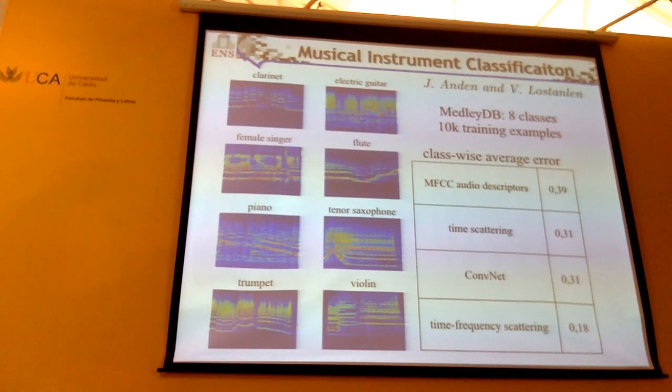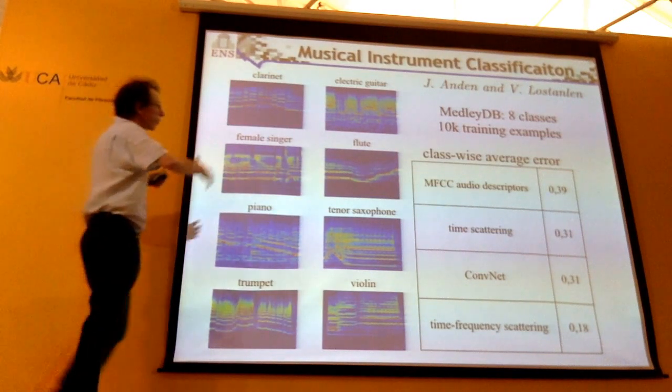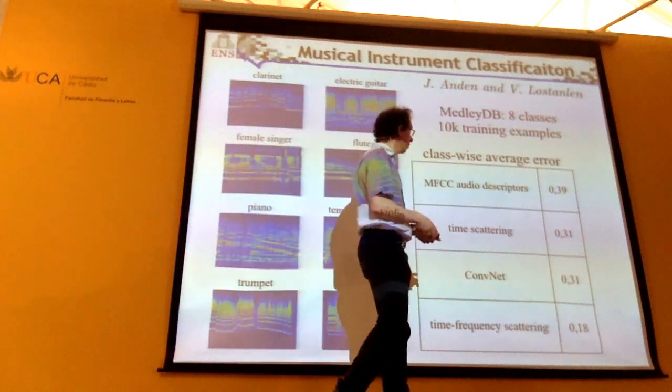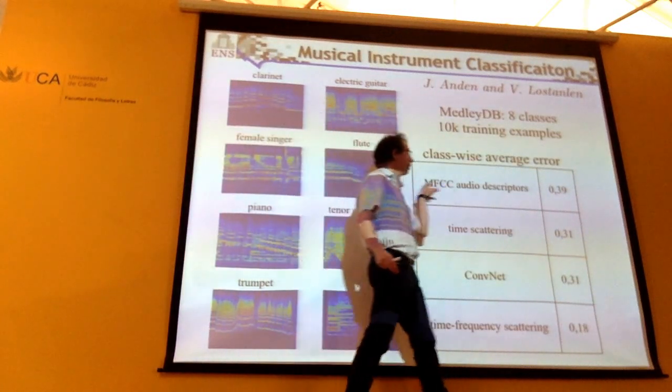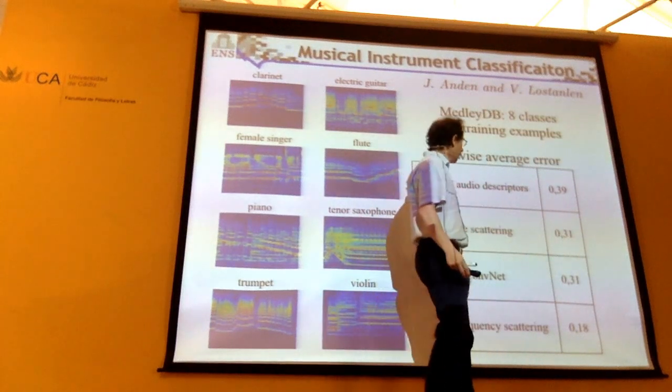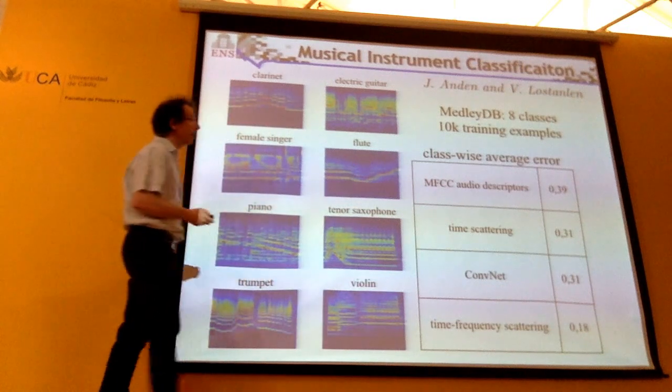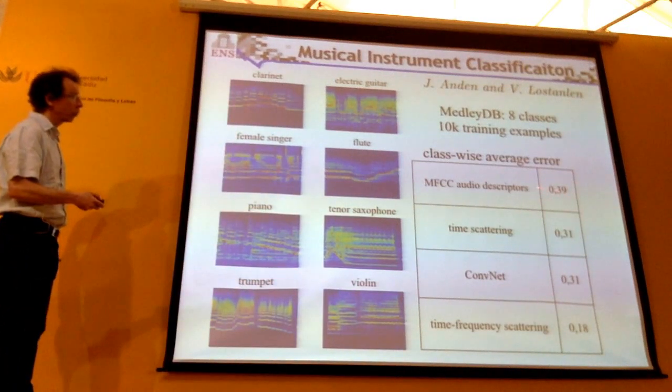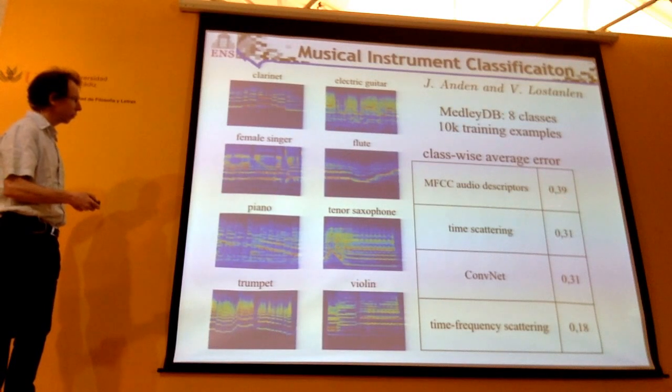Let me show you classification. So this is a database of instruments. So you have, for example, a clarinet, electric guitar. Okay, that's the image. And so on. Okay, what's happening is, obviously you have many examples, and as it deforms, it gets complicated. So, what were the standard descriptors used, for the one who knows the field? They were MFCC. On this database, the error was about 0.4, so 14% of error, so it's quite high.